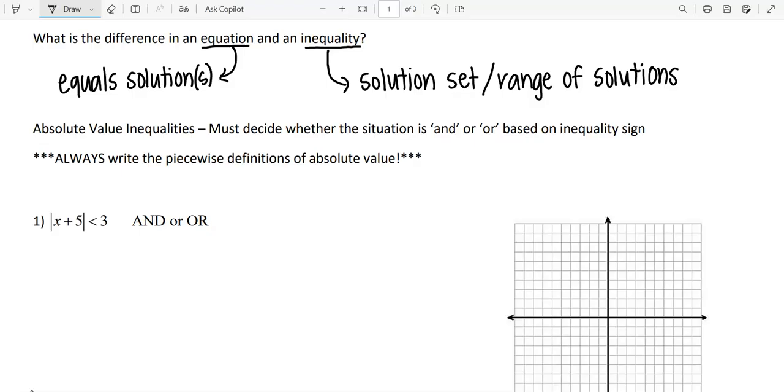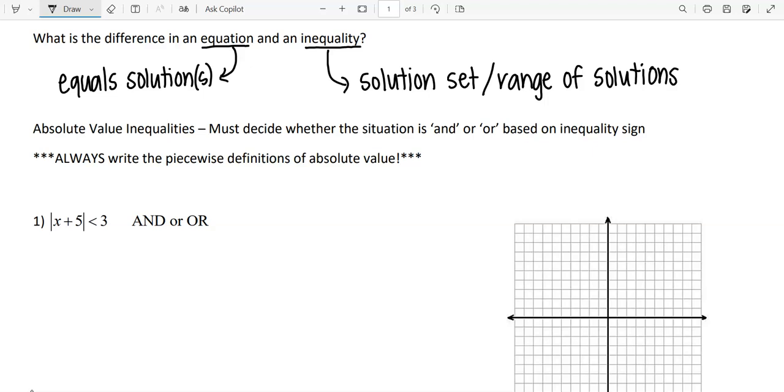You end the problem with equaling 1 solution or equaling 2 solutions. Like you equal the different solutions. You're only equal to those solutions. In an inequality, you have a solution set. So like a window of numbers or a range of numbers that you could be.